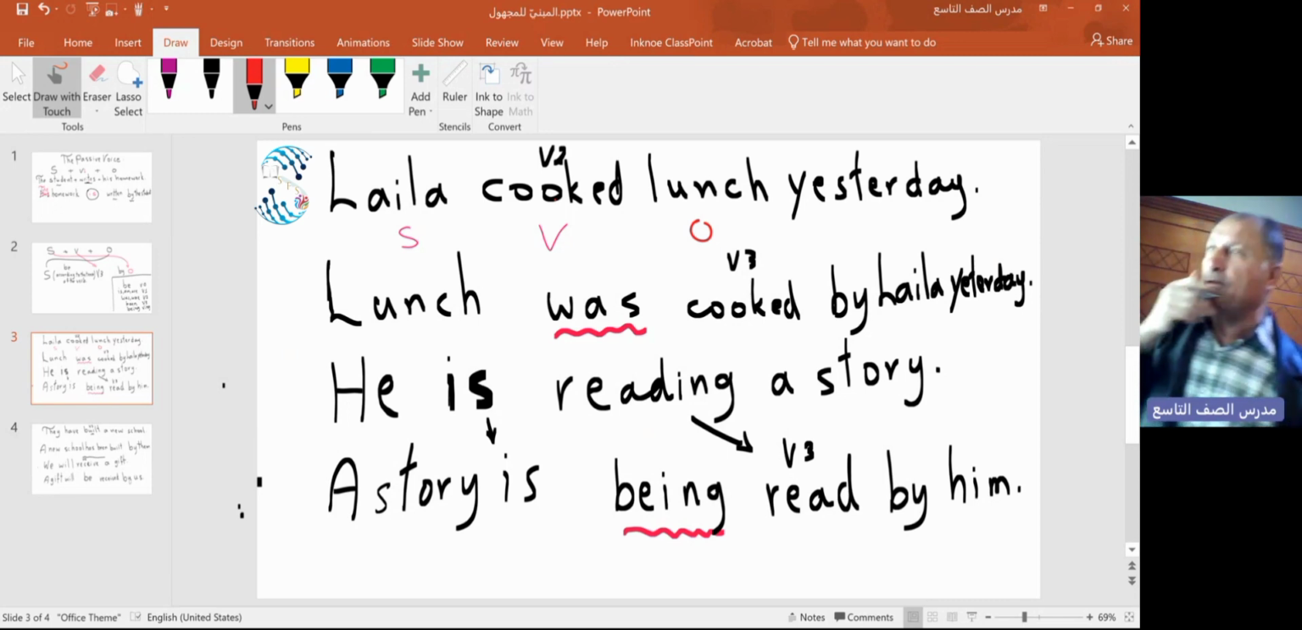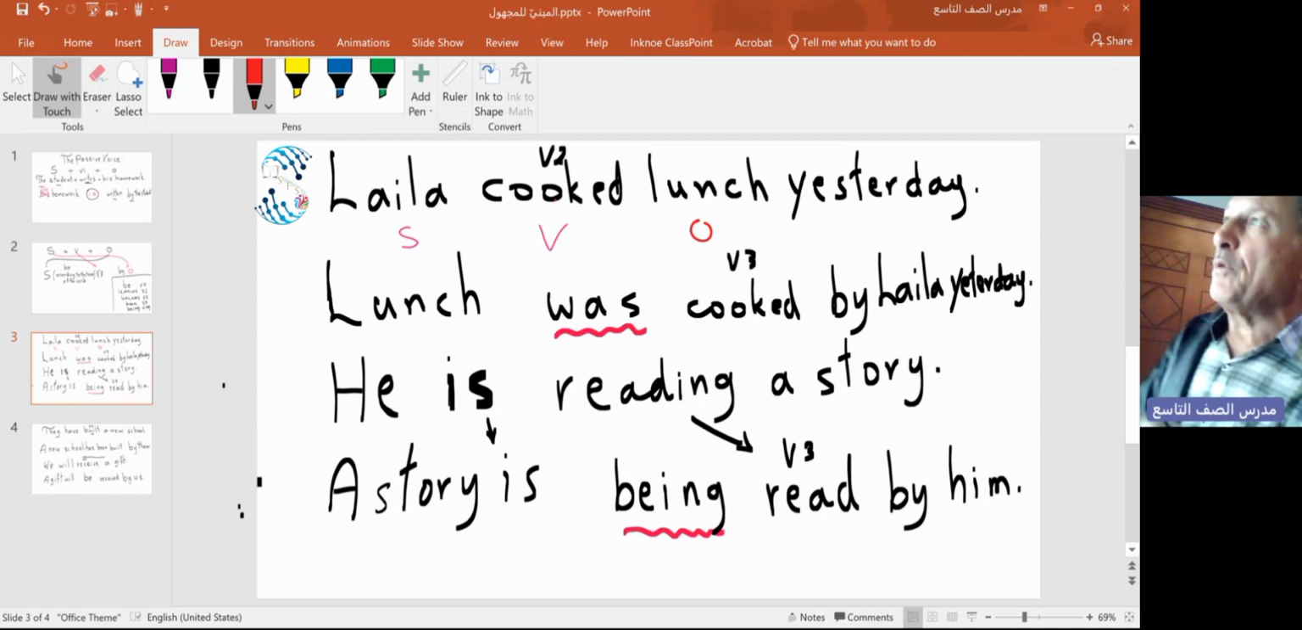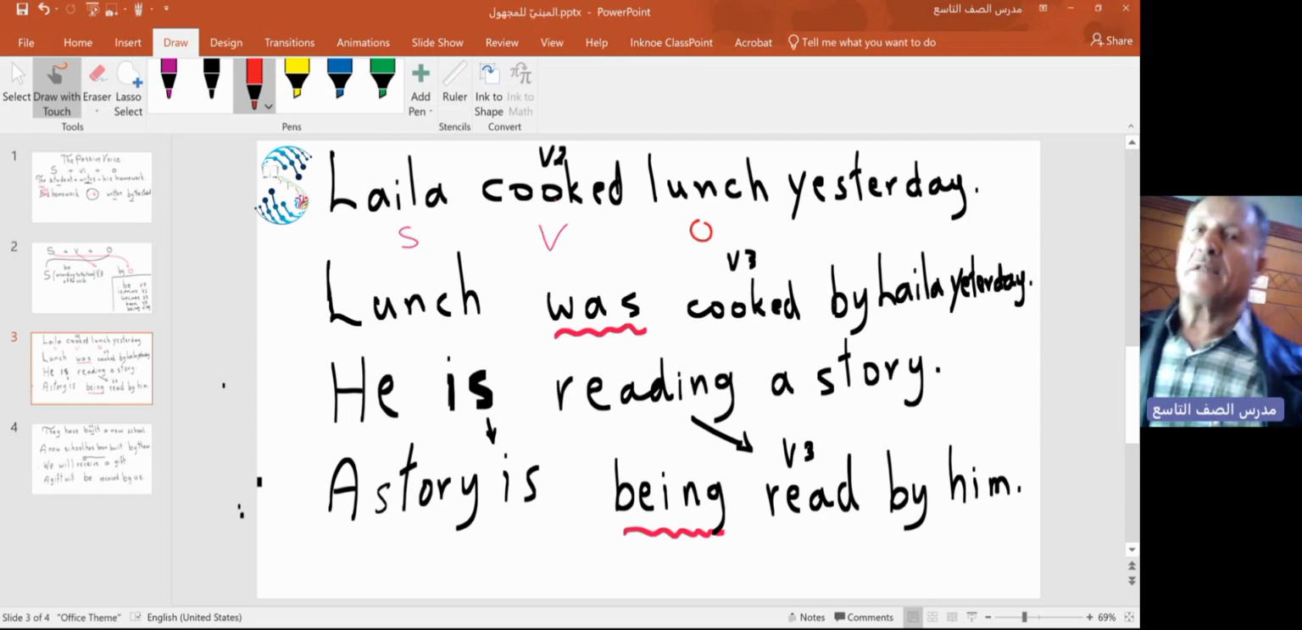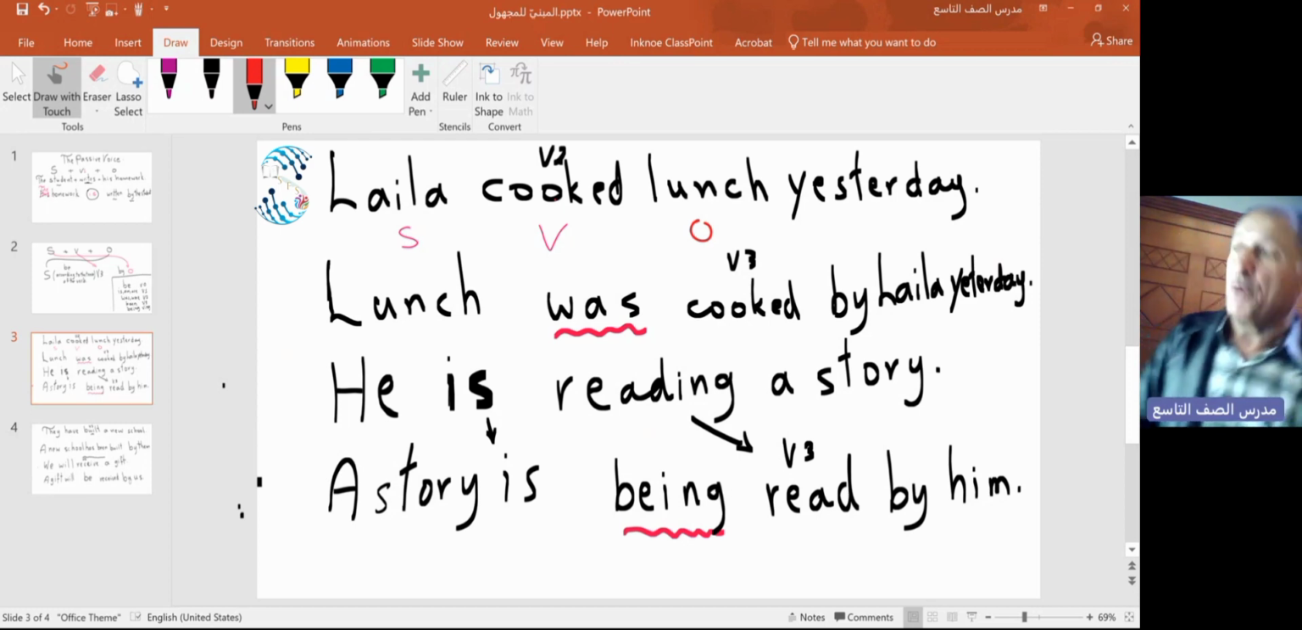Of course, if it's a proper name, it stays as it is. We don't change anything in it. But if the subject is a pronoun, we change the subjective pronoun into an objective pronoun.